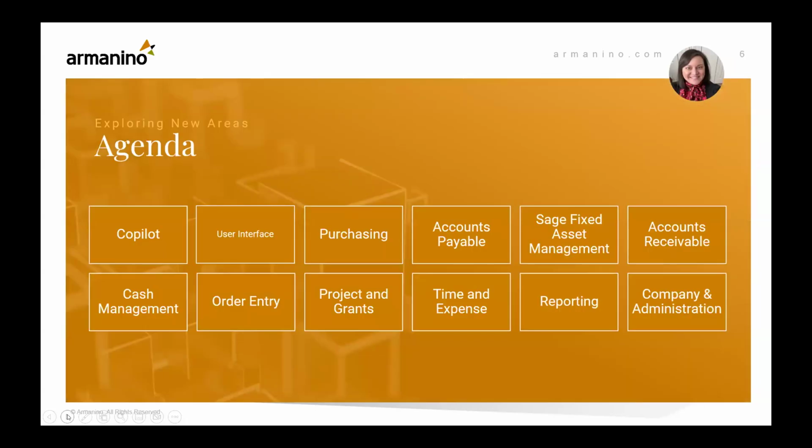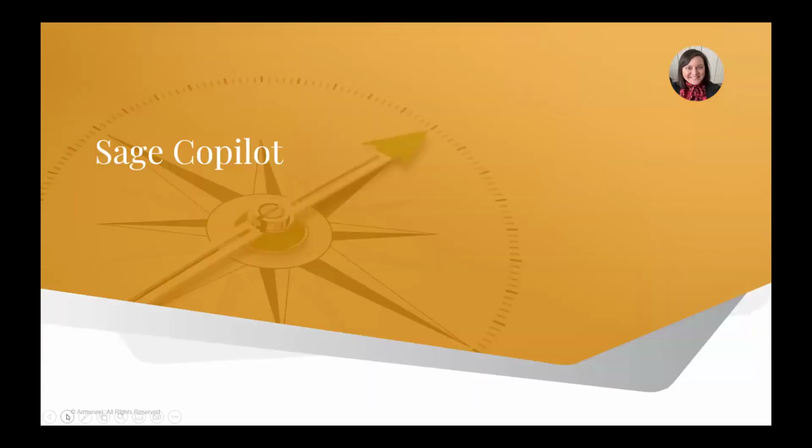Our agenda includes lots of exciting updates. We're going to talk about Copilot, AI infusion into the Sage Intacct product, the user interface, and purchasing, where the much-awaited AP automation with PO match feature is now generally available. We'll have some updates around that as well. Then fixed assets, the new Sage Fixed Assets Management module, projects, grants, time and expense reporting, company administration, etc. Lots of exciting updates are in store for you all.